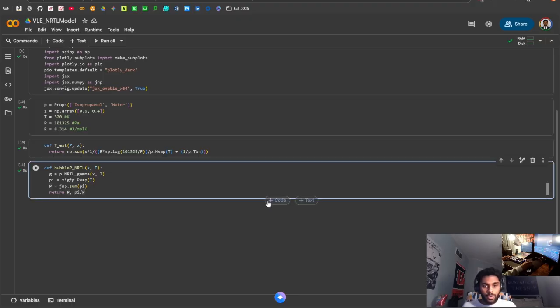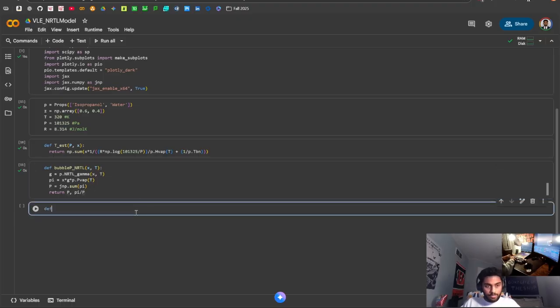So now let's start writing out our bubble T function. So I'm going to write bubble T NRTL, and we're going to have to give it inputs of composition and our pressure.